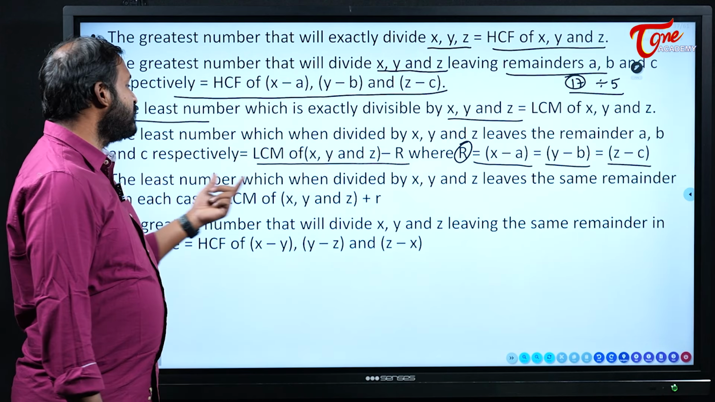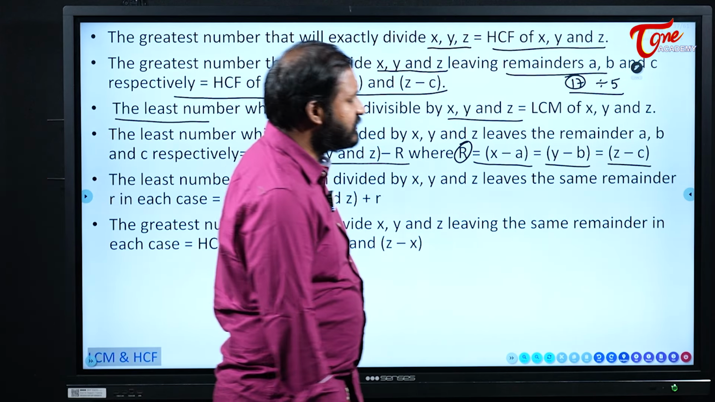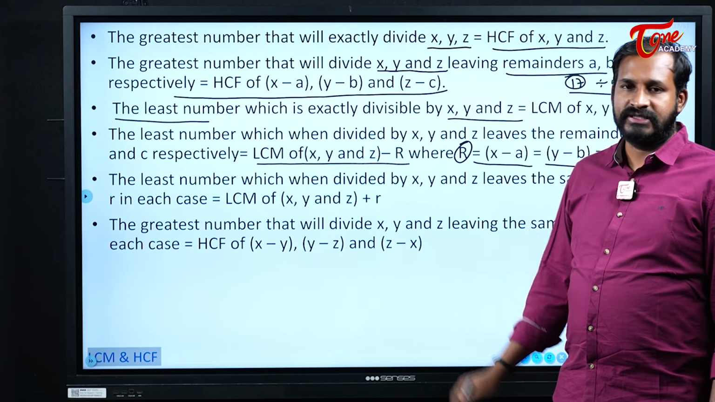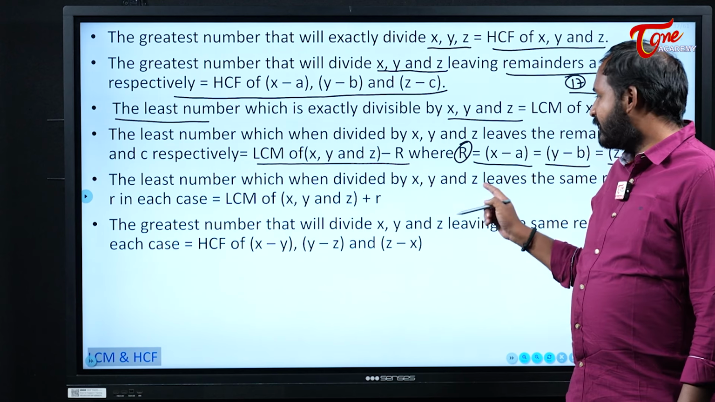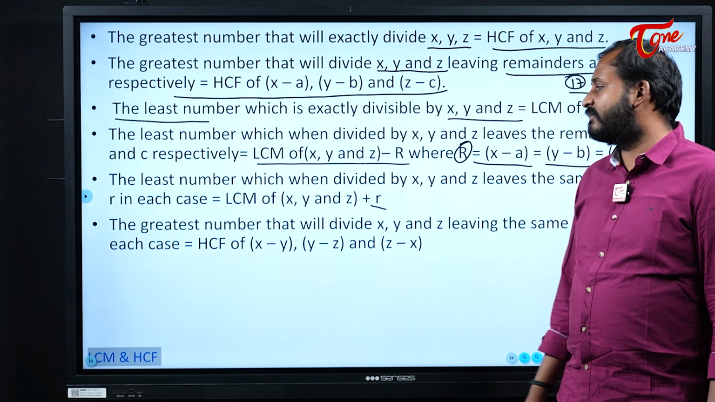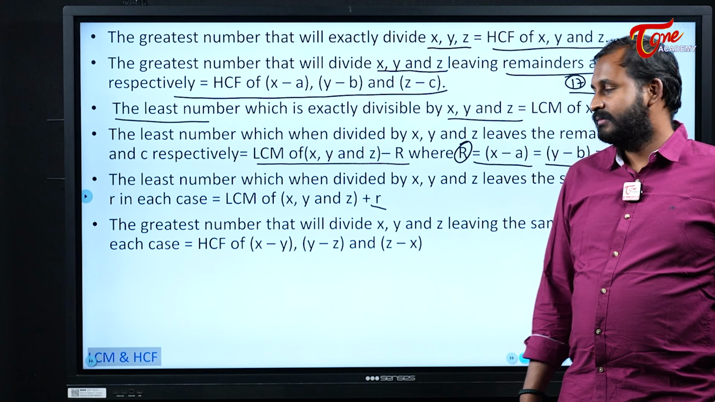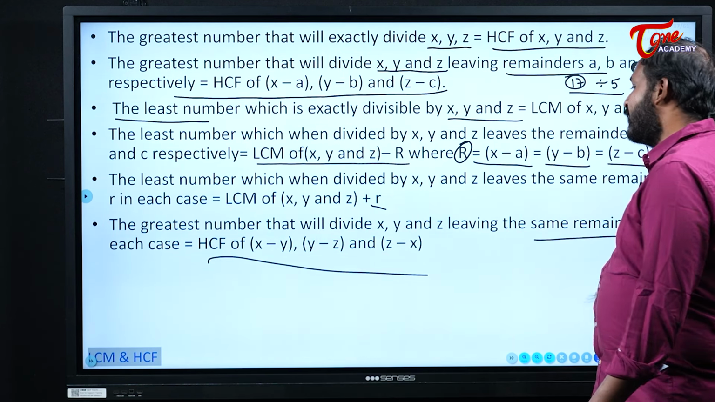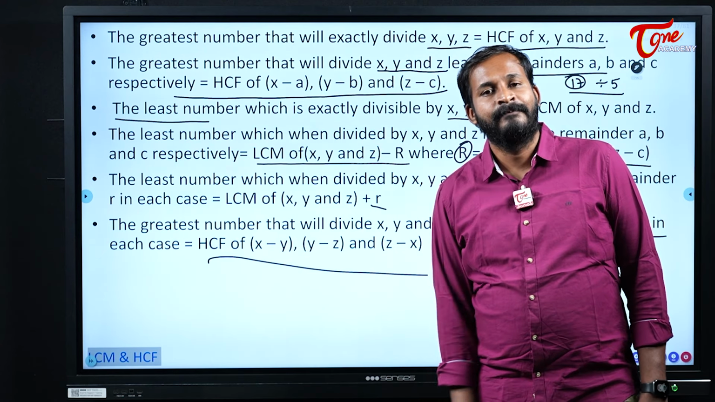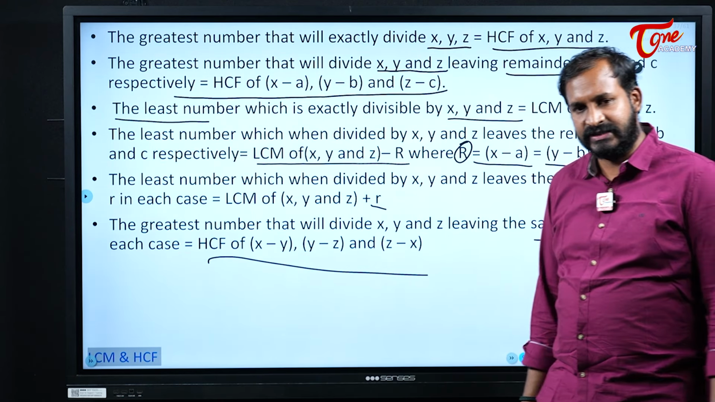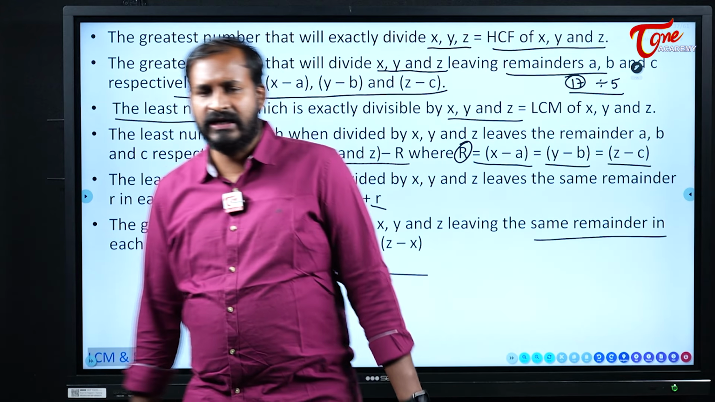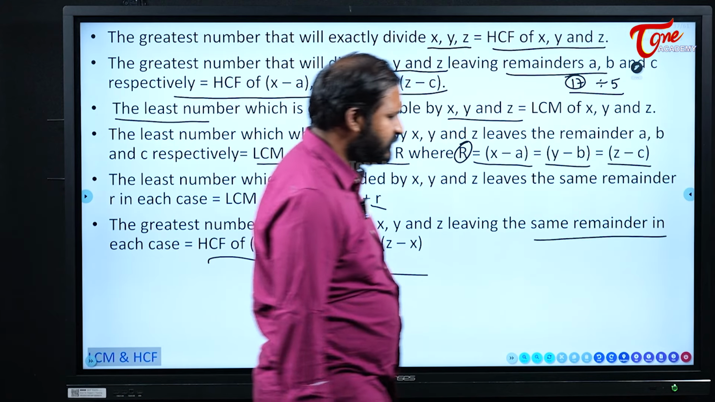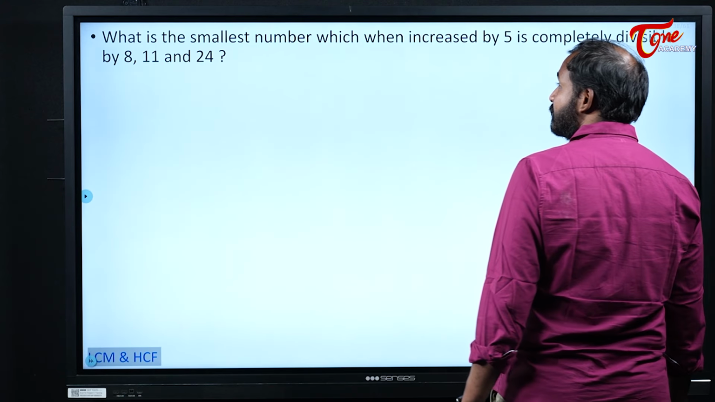Okay, next, the least number which when divided by x, y, z leaves the same remainder. See, in the previous case they are leaving different remainders, so we are subtracting them. But in this case it is leaving the same remainder, so we will add plus r to that. We will find the LCM. And next, if x, y, z leave the same remainder, in the HCF, here we will find the HCF of x minus y, y minus z and z minus x. That means the differences. We will simply find the HCF of the differences. Now we will see some of the problems based on this.